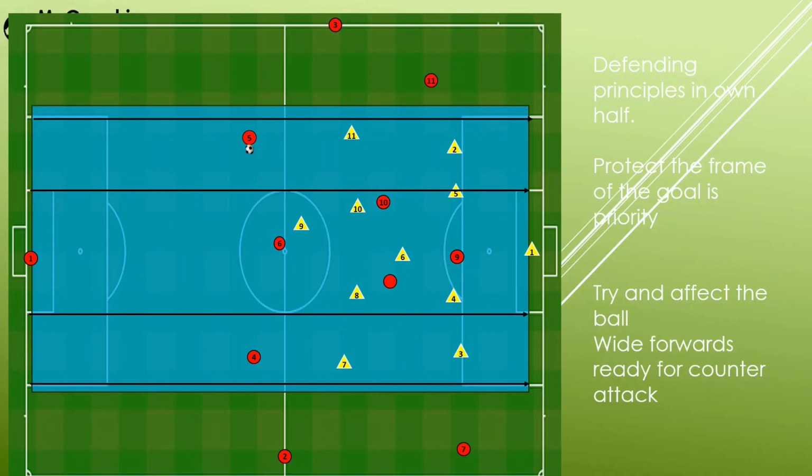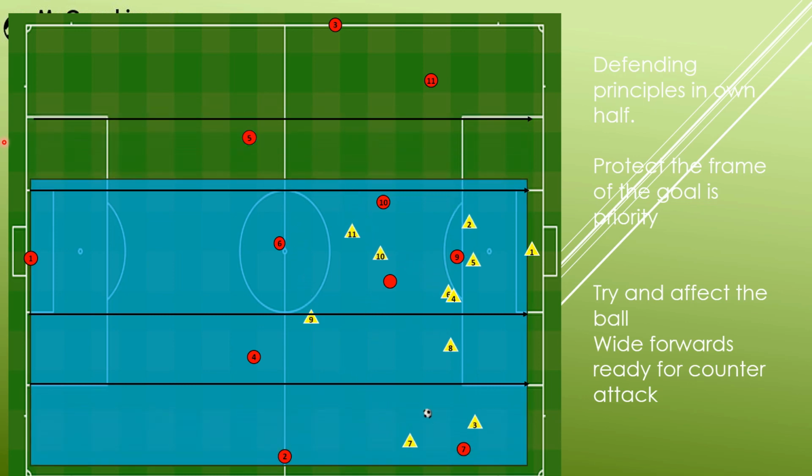This is an example of defending principles in our own half. So the most important thing is to protect the centre of the goals. This is to get as many players in the frame of the goals to try and affect the opposition striker and limit their chances to score. Then after that, can we try and affect the ball by applying pressure, and if that's available, can we get our wide forward in a position to try and go on the counter attack.